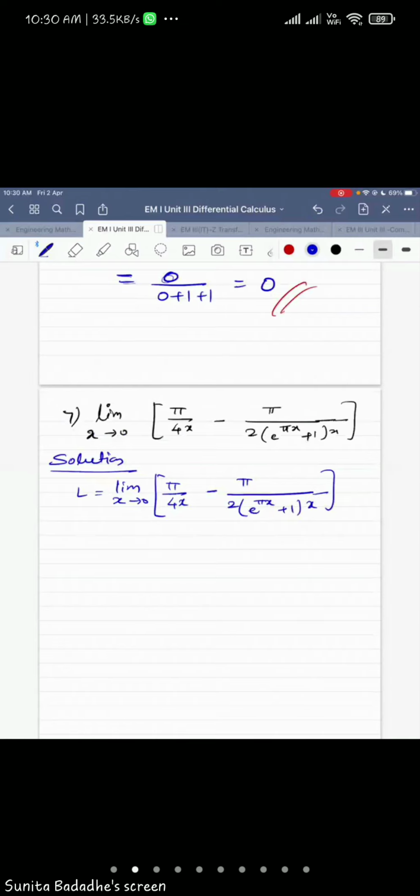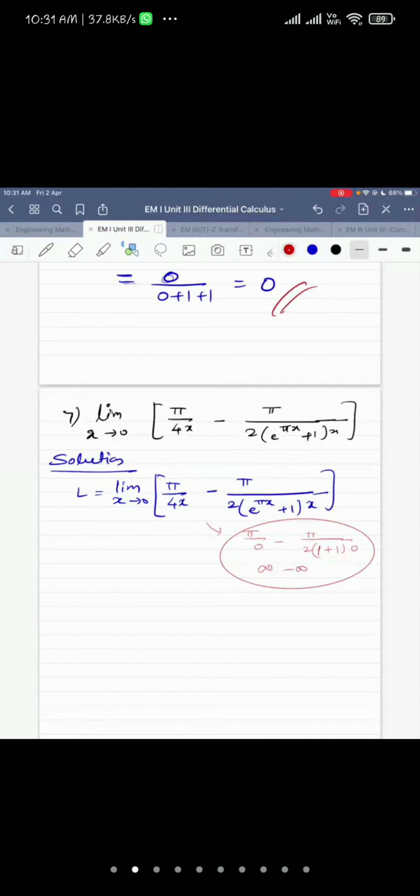Okay. So now check the form. The form is pi upon 0 minus pi by 2, e raised to 0 is 1 plus 1 into 0. So ultimately it is infinity minus infinity, isn't it?